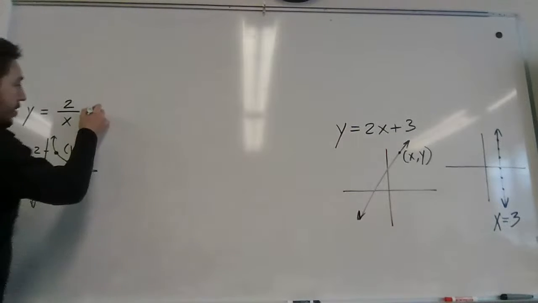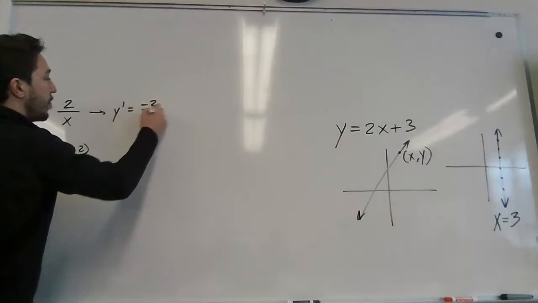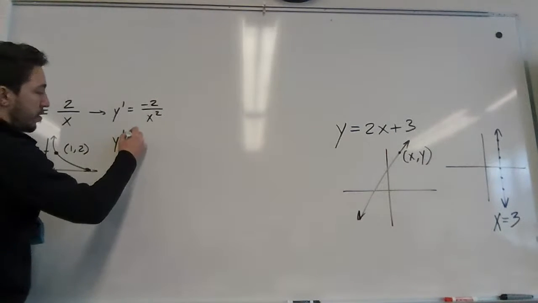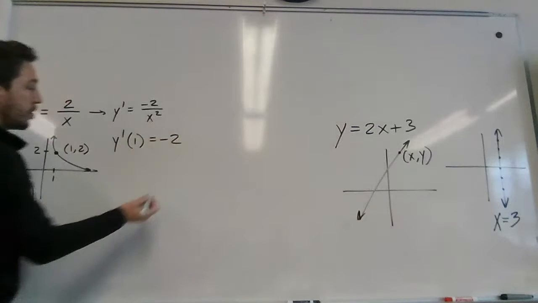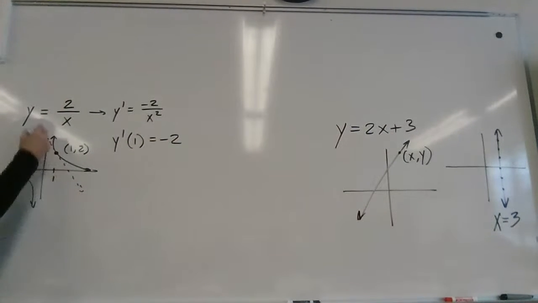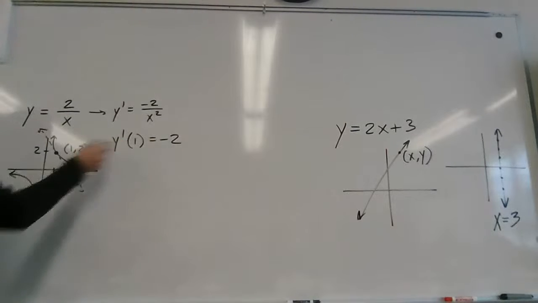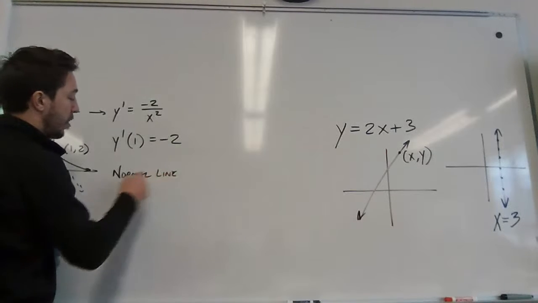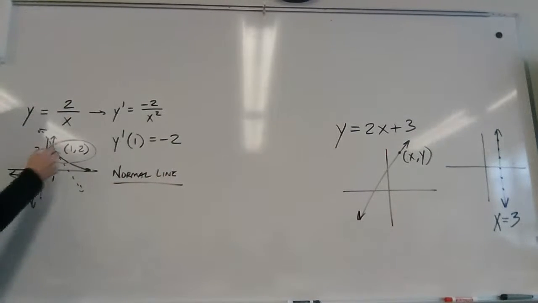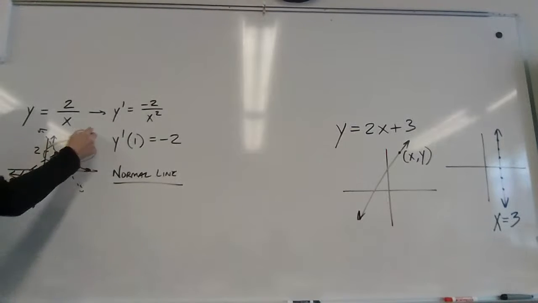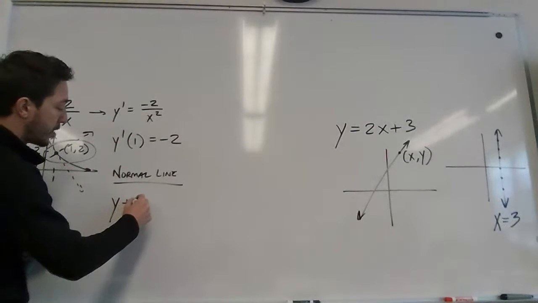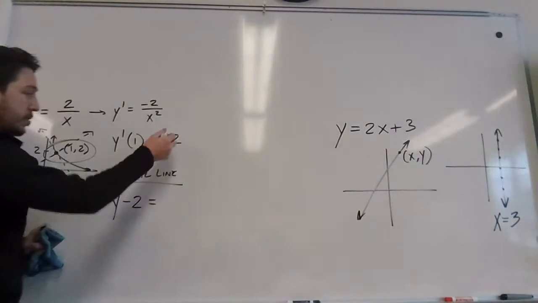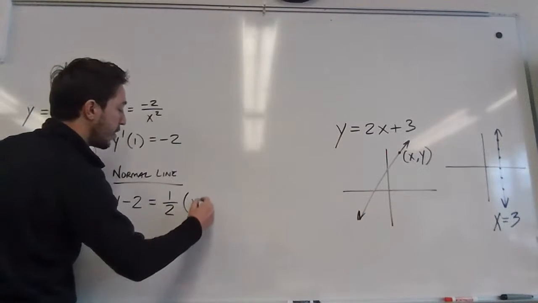And so if you took your derivative, you had negative 2 over x squared, which at 1 would give you negative 2. So that agrees with my picture here. My tangent line has a slope of negative 2. And so your normal line, use the same exact point, but you make the slope the opposite reciprocal. So you would just go y minus 2 equals positive 1/2 times x.